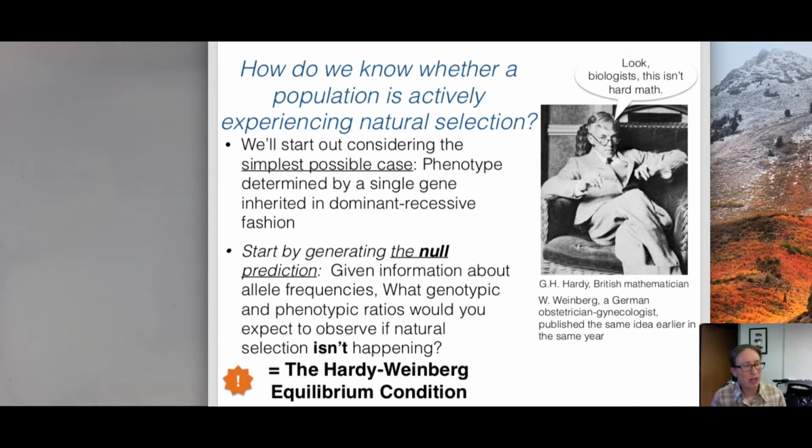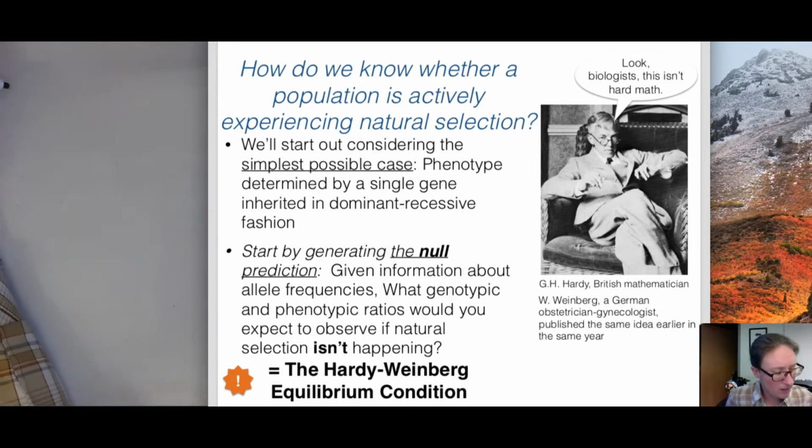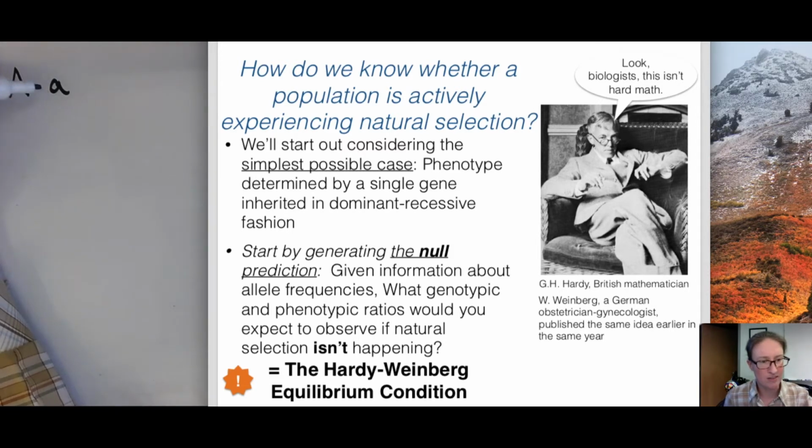And we're going to ask the question of, if we know something about the frequency of alleles in that population, then what can we come up with in terms of the genotypic and phenotypic ratios that we'd expect to observe if there isn't any natural selection? And we're going to refer to that null condition as the Hardy-Weinberg equilibrium condition. So just to reiterate, we're thinking about a case where we have a single gene and two alleles, dominant and recessive.